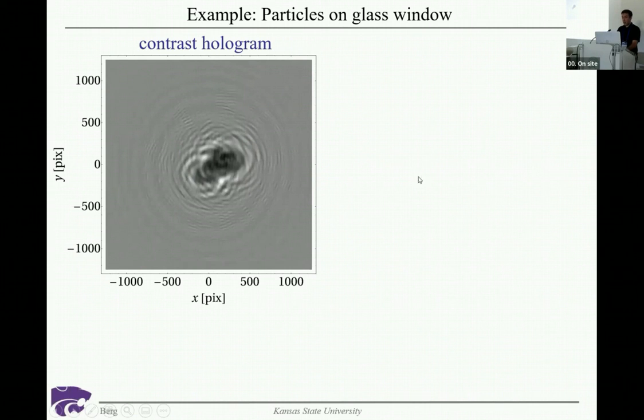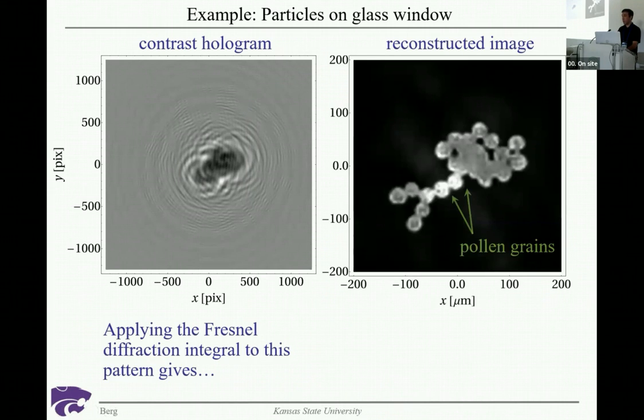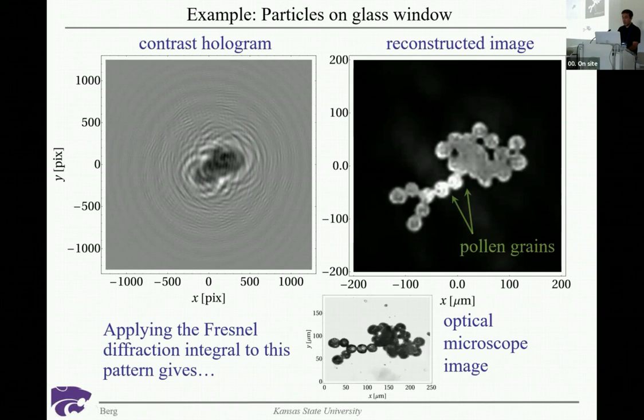So here's an example of how well this works. This is a contrast hologram for pollen particles on a piece of glass. And when you apply the Fresnel diffraction integral to this interference pattern, you see very nicely resolved images of the individual pollen grains. Because it was on glass, we could take this sample and look at it under a microscope and validate that indeed we are producing the accurate image of this particular particle. You can see here that the image resolution is a few microns and that we're mainly looking at quite large particles here. Okay, but it could potentially be appropriate for dust studies.